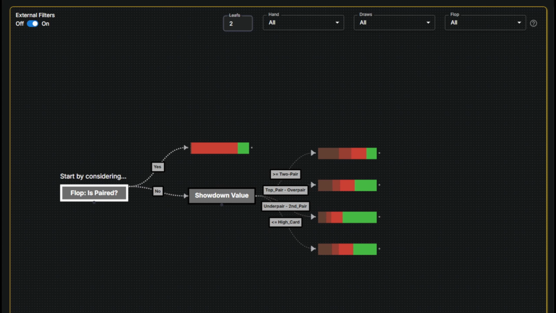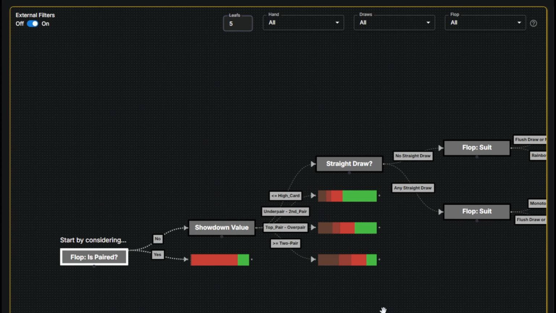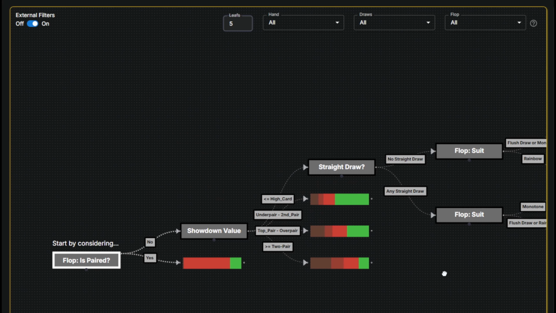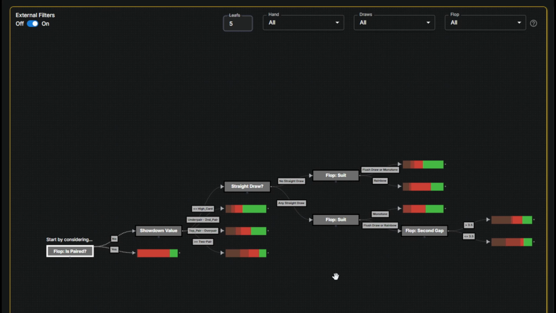Now let's say we want to increase the detail of the strategy. To do so, we can expand any of these strategies to provide more detail. To increase detail of a tree, we can click on any of the strategies at the end of the flowchart. By default, it will consider all properties of our hand and the board, and it will keep making decisions until it has 5 distinct strategies. We can adjust how this is done up the top here.